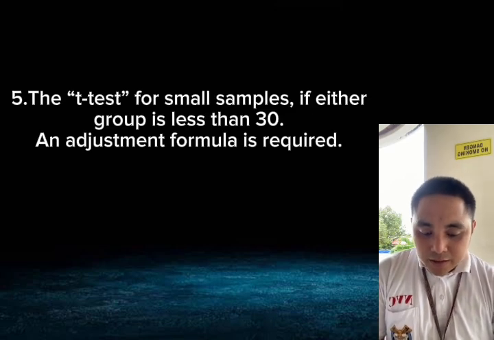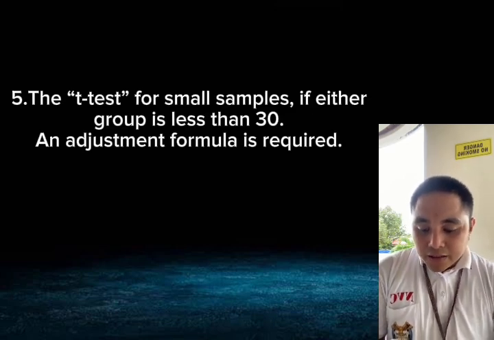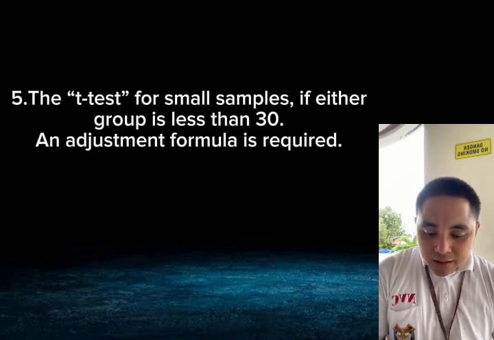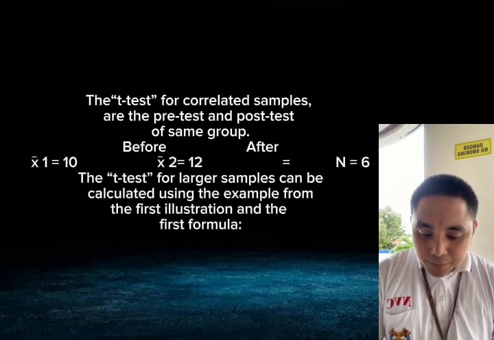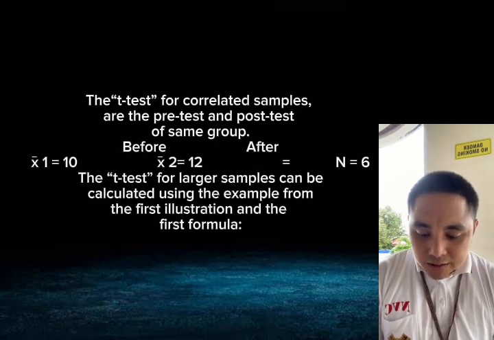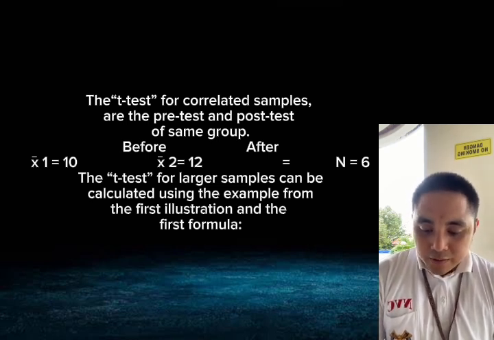Difference of mean analysis or t-test. The t-test for small samples: if either group is less than 30, an adjustment formula is required. Difference of mean analysis or t-test. The t-test for correlated samples: pre-test and post-test are the same group before and after.